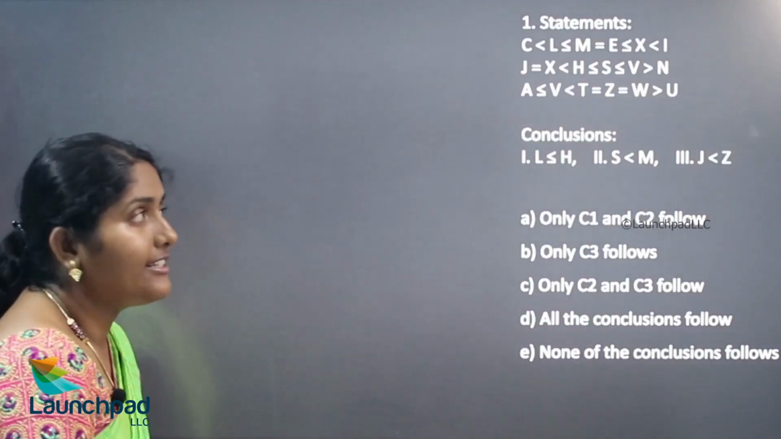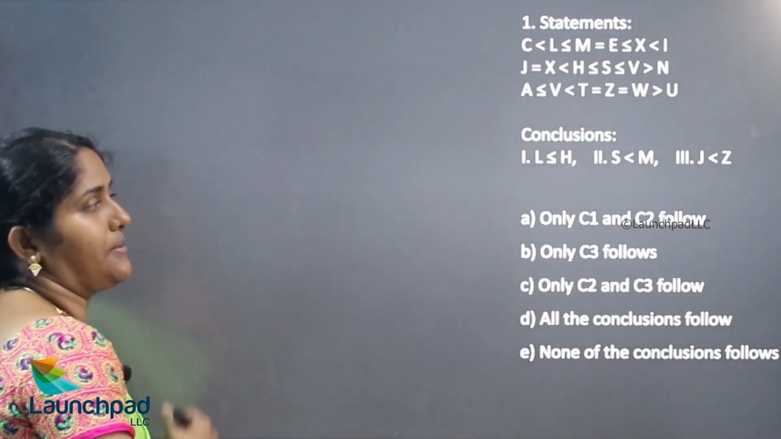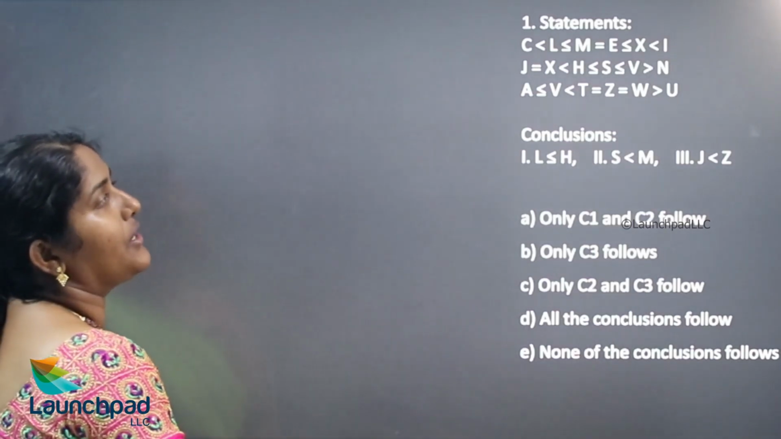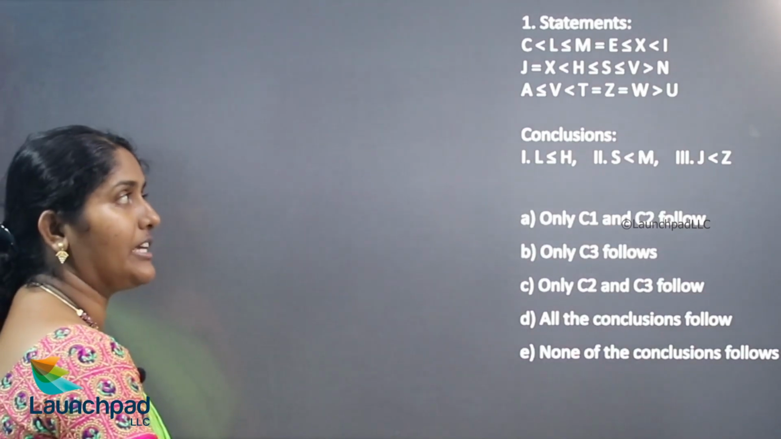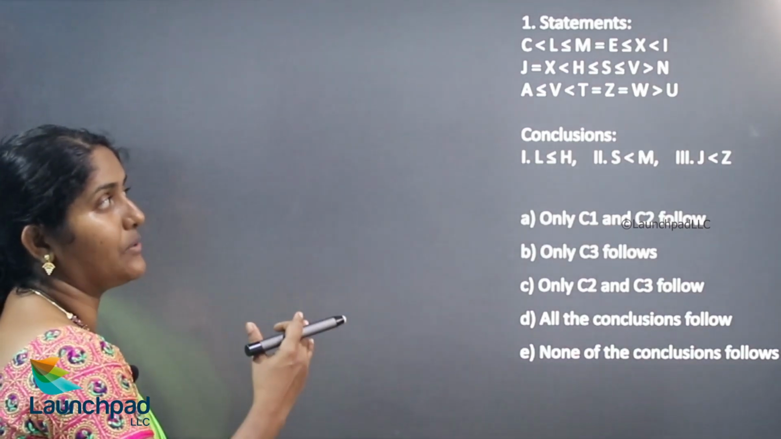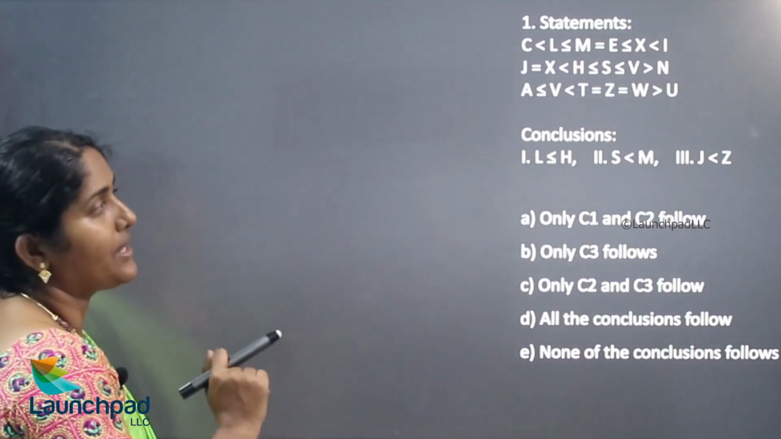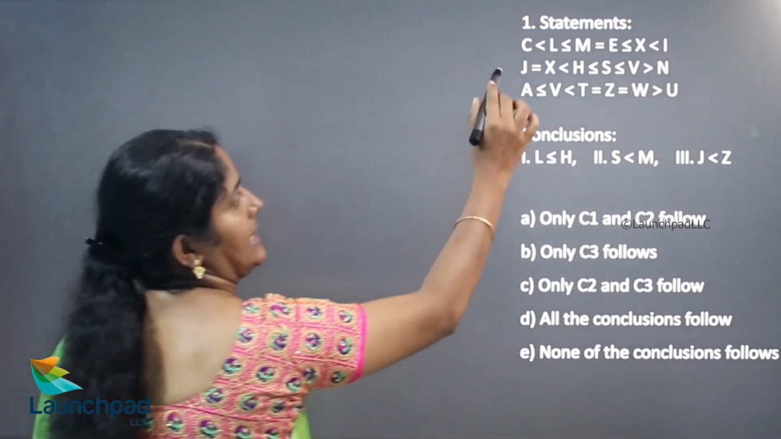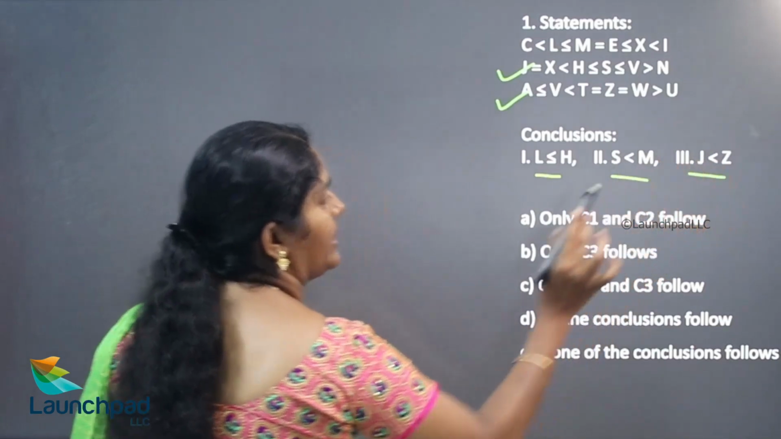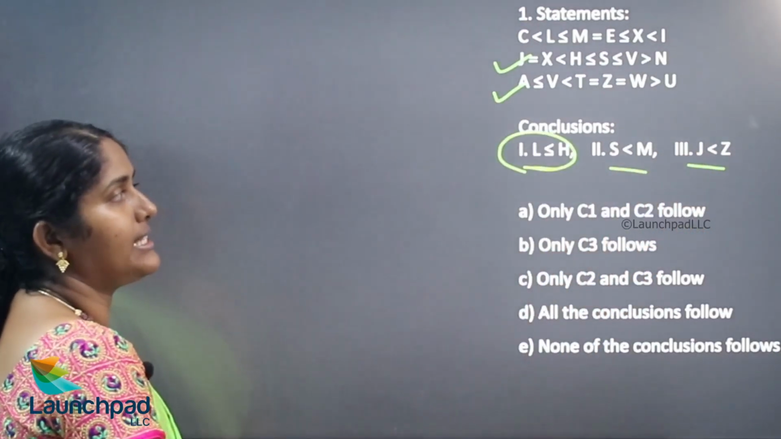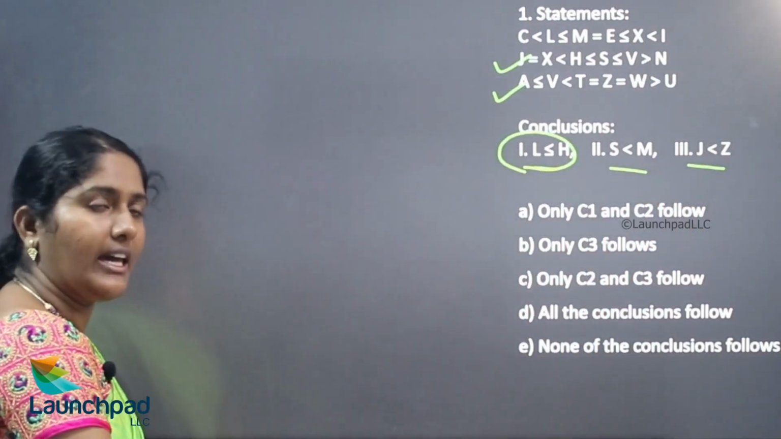In this question there are three statements. Your first statement is C less than L less than or equal to M equal to E less than or equal to X less than I. The second and third statements and the conclusions will be given here. Your first conclusion is L less than or equal to H.